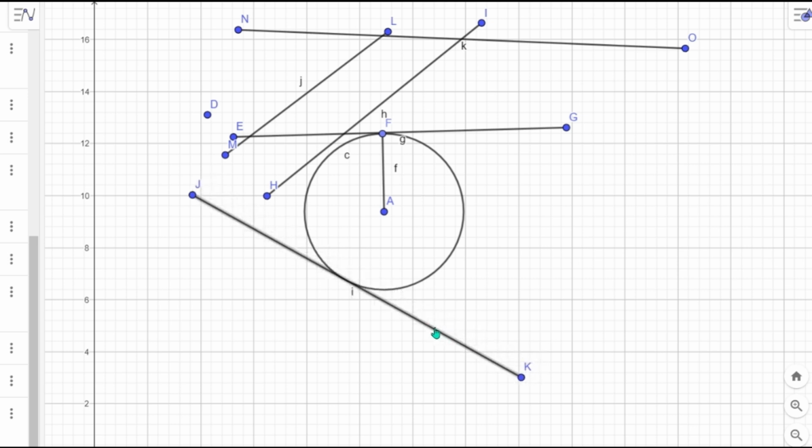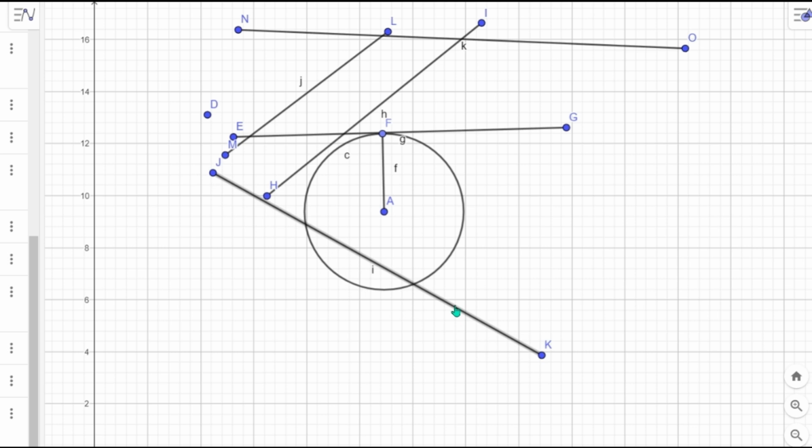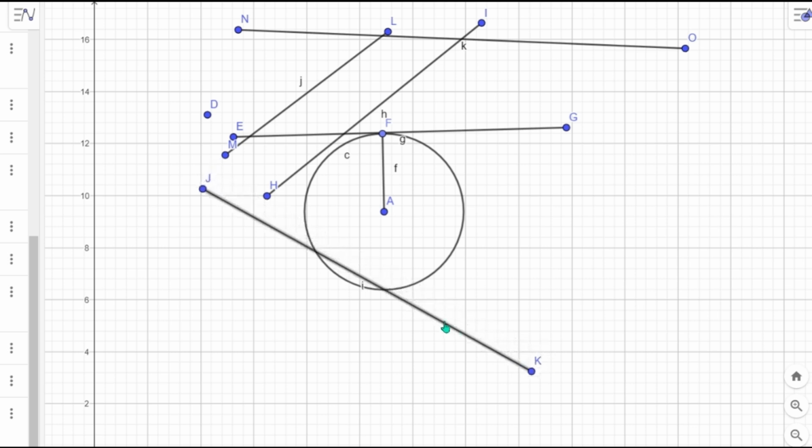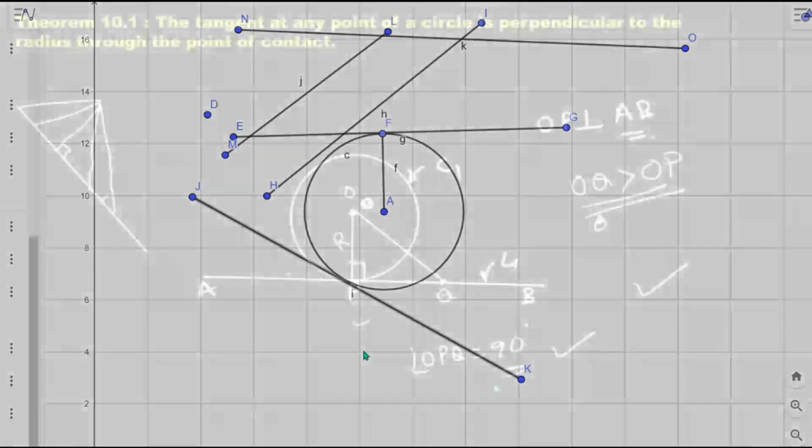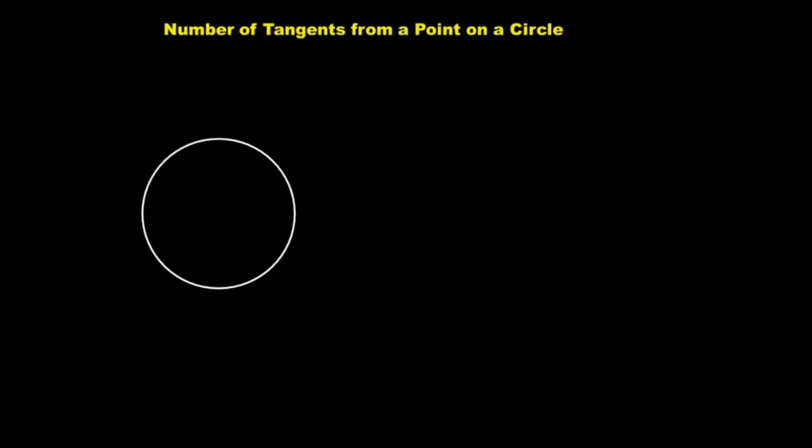That means when it's touching 2 points, it's called the secant, and if you keep moving that line and it touches only 1 point of the circle, it is called the tangent. That means it is a special case of the secant. Now we will see how many tangents can be drawn from a point.